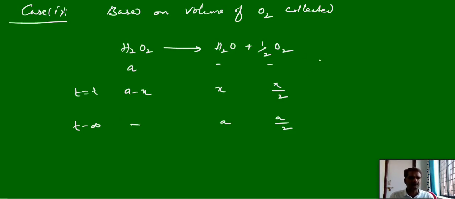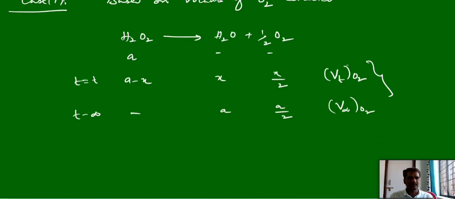This is the reaction information, but the experimental data they will give like this. At initial time, what is the volume of oxygen produced? At a time t, let us assume the volume of oxygen produced is Vt. At infinity time, the volume of oxygen produced is V infinity. So this is the data they will give, how much oxygen is produced at particular time intervals, and from this we can write the equation.